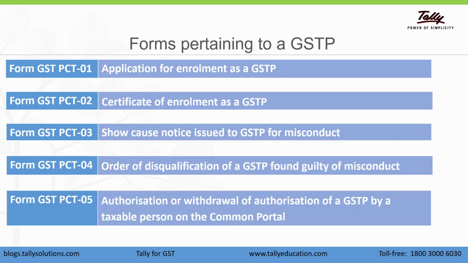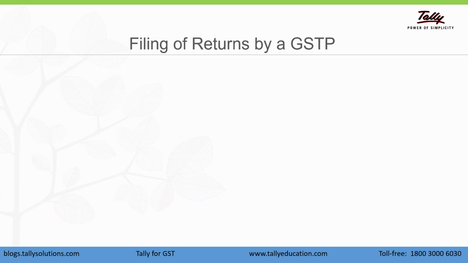A taxable person can authorize a GSTP to perform the activities we had discussed earlier on behalf of the person using Form GST PCT 5. The same form can be used by the person to withdraw the authorization given to a GSTP. So, a taxable person can authorize a GSTP to file his or her returns. Once authorized, the GSTP prepares and furnishes the statement, which has to be confirmed by the taxable person. Let us now see the process for this.